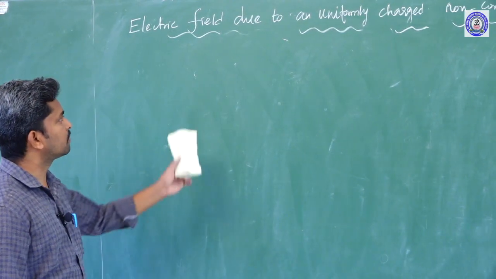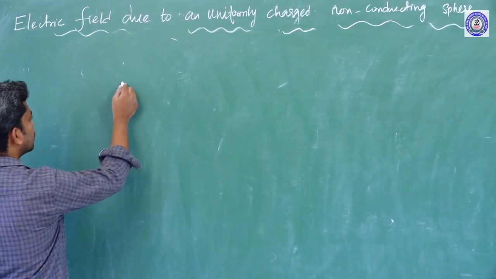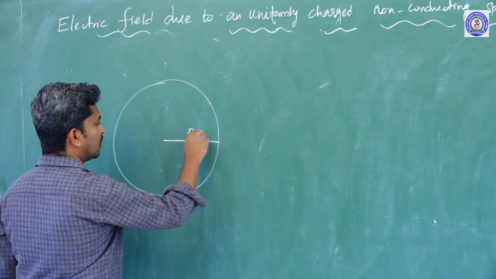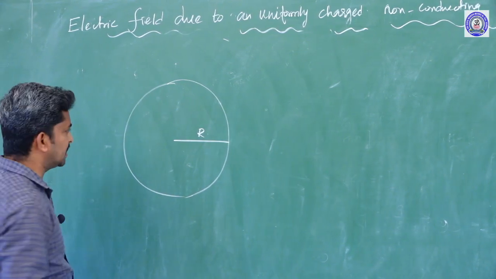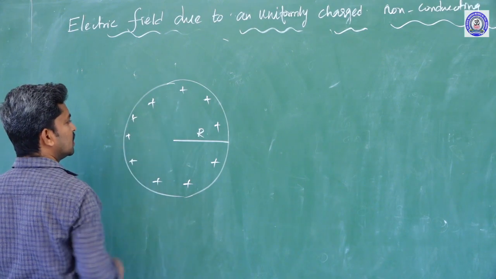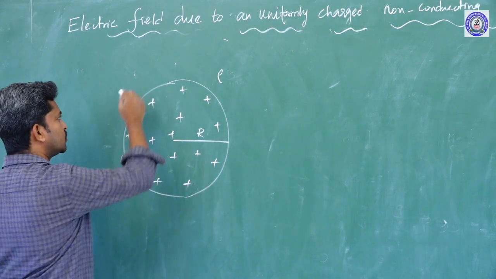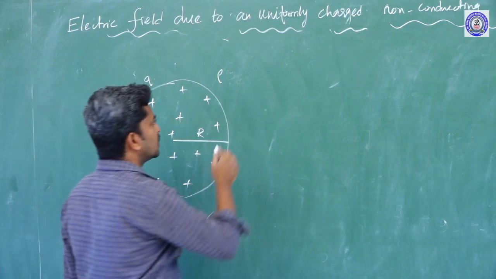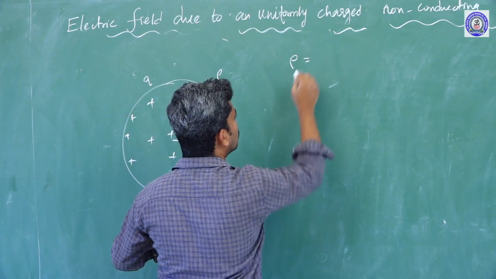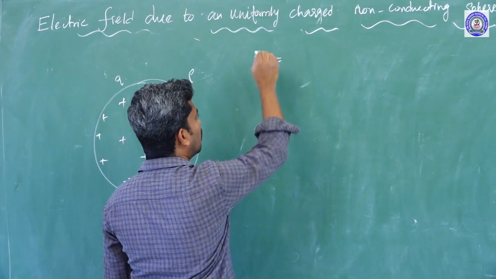Next, electric field due to a uniformly charged non-conducting sphere. So, consider a sphere, the radius of the sphere is R. For this non-conducting sphere, the charge is uniformly distributed inside the sphere, and the charge density of the sphere is rho. So, the net charge is q. Now, the volume charge density is important. So, charge density rho is equal to charge divided by unit volume. So, this is the volume charge density.